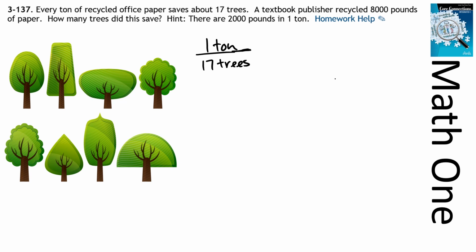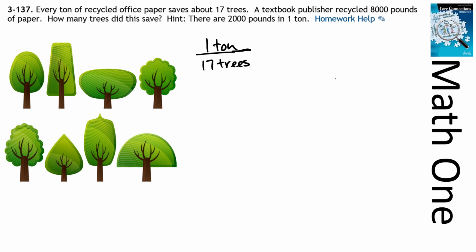And if you think about it, those are equal quantities, right? A ton of recycled paper saves 17 trees. So that's a giant one, and I can multiply by 1. A textbook publisher recycles 8,000 pounds of paper. Okay, so we've got an input there. They're recycling 8,000 pounds of paper.